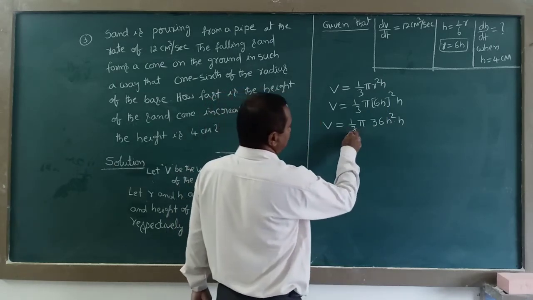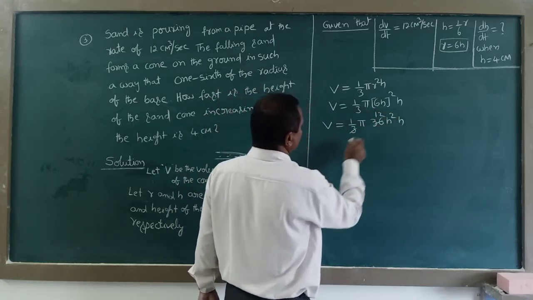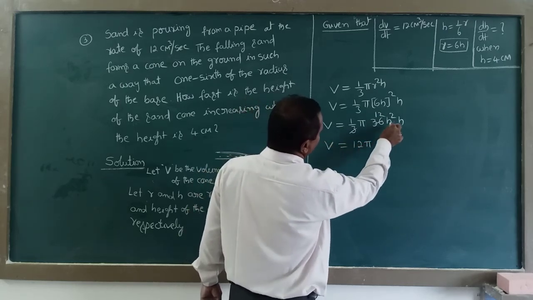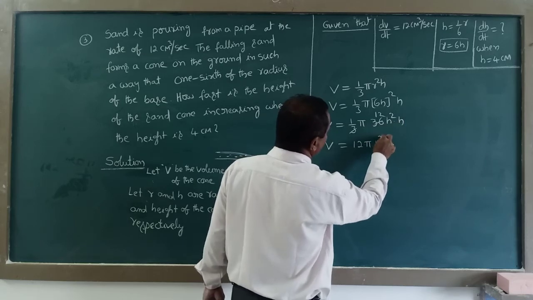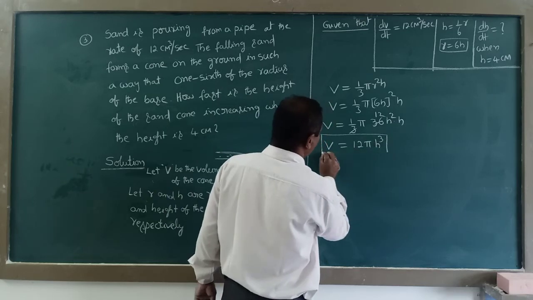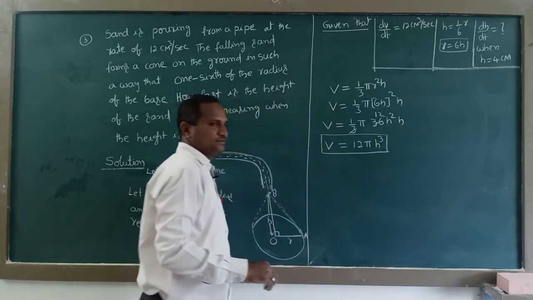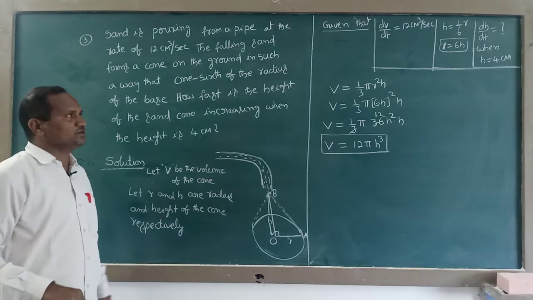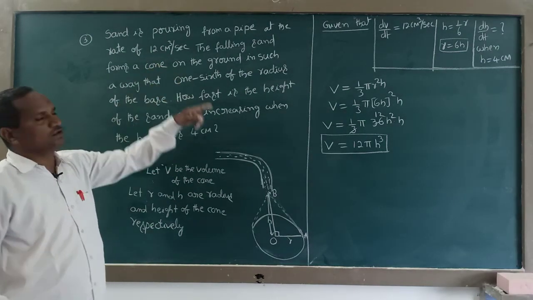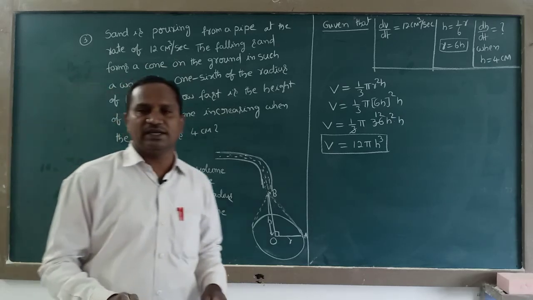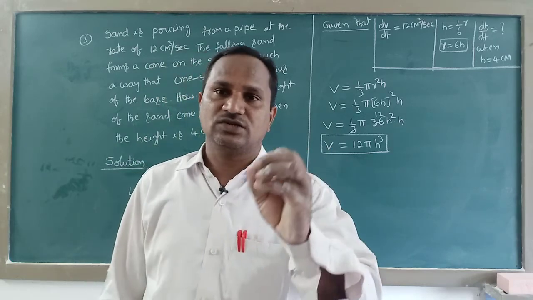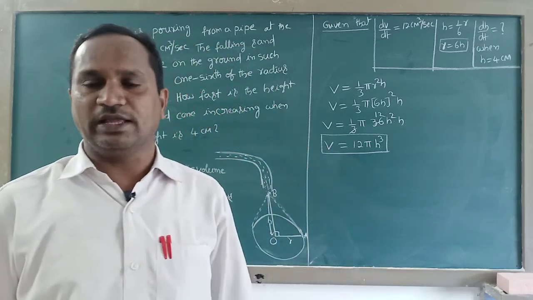Next, one gets cancellations here. Then V is equal to 12 pi into h square into h becomes h cube. From this onwards, we are going to take differentiation with respect to t here. Why we are going to take differentiation with respect to t: whenever in a question you see 12 centimeter cube per second, per minute, per hour, like those situations, we must and should take a differentiation with respect to time only.